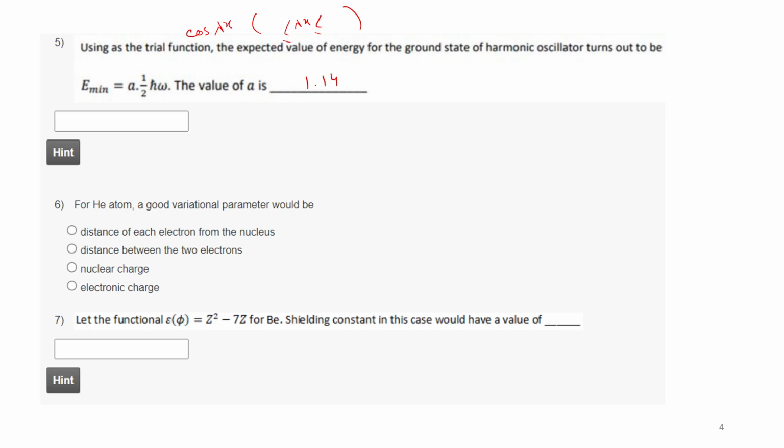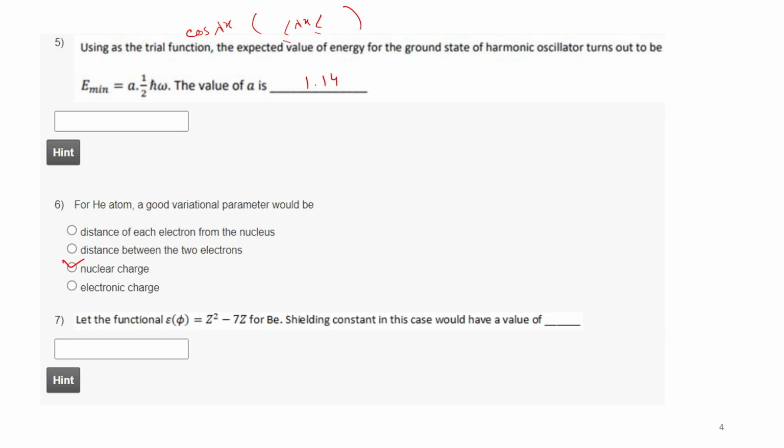Now for question number 6, for the helium atom, a good variational parameter would be the nuclear charge. As you can see, this round-shaped option means only one option is correct, so there are not multiple right answers. And this was also discussed directly in the lecture video, right?